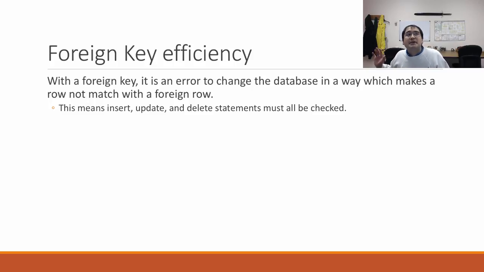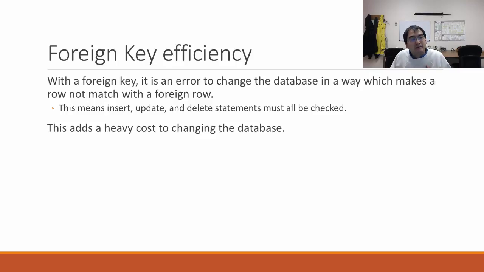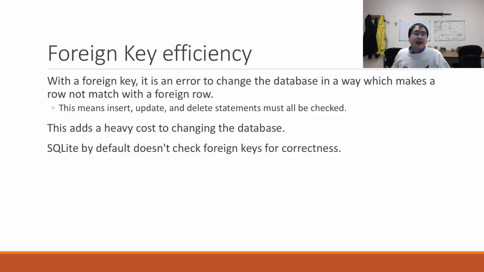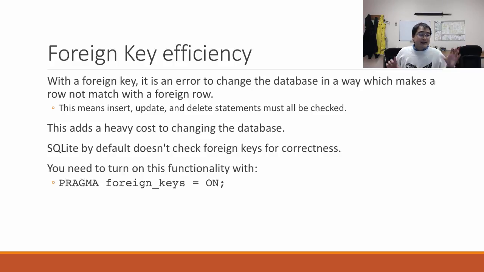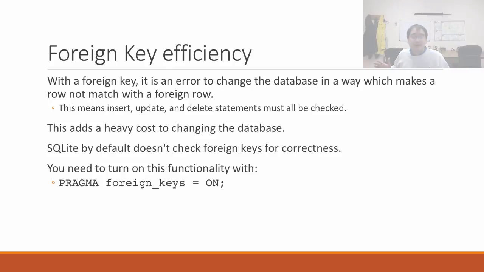However, checking for this error is expensive. It means every time you modify either of these two tables, you need to make sure that this rule always holds. And so by default, SQLite doesn't actually check foreign keys for correctness. It will let you break that foreign key statement unless you specifically turn the functionality on by adding PRAGMA foreign_keys = ON to the beginning of your SQL statements.